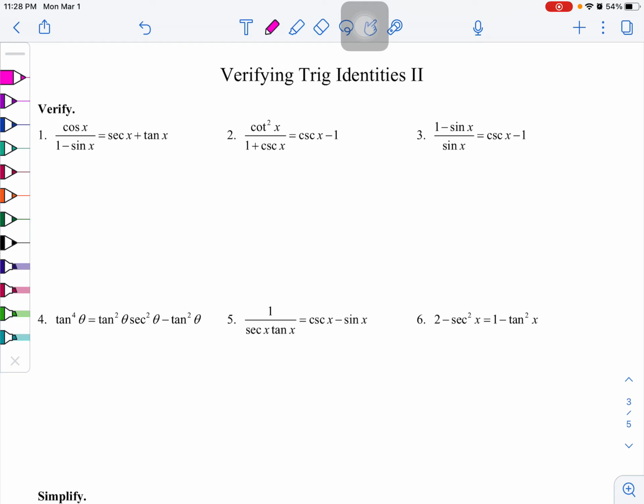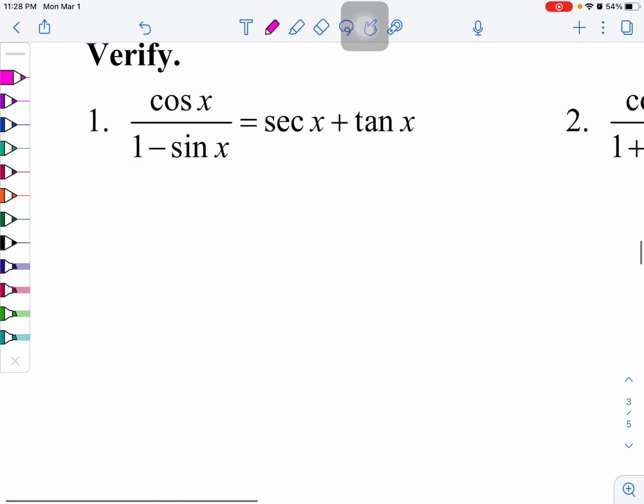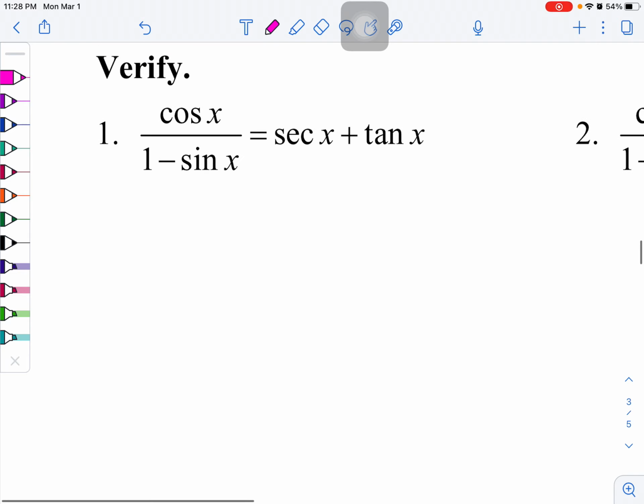So we're going to continue verifying trig identities. These are going to be the problems under the heading verifying trig identities 2. I'm going to do problems 1 through 6, and I'm going to jump right in and let's see what these problems have in store for us.